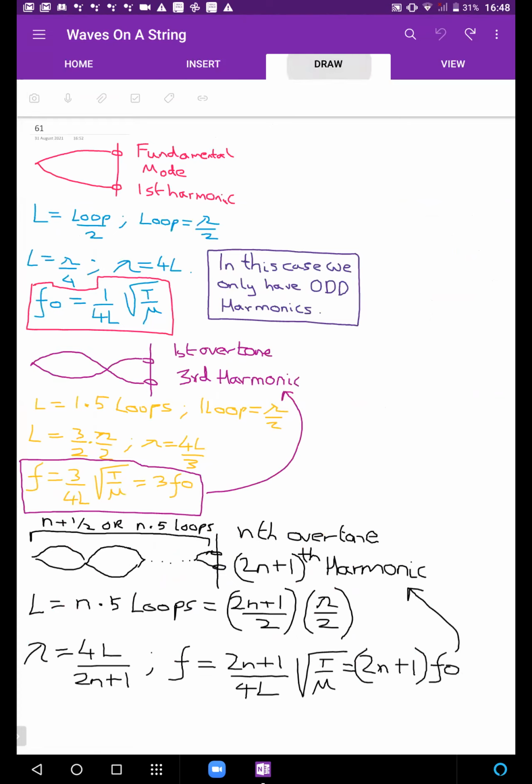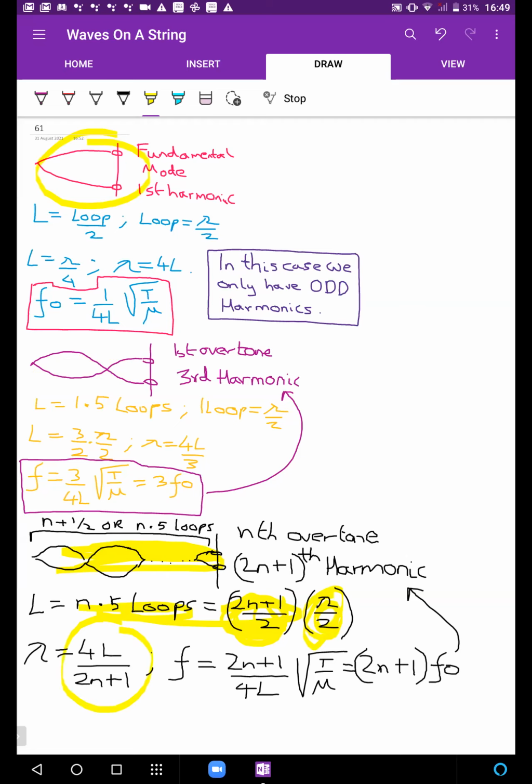In this, you'll always have an integer plus 0.5 loops. There'll always be half a loop in the end. So if there are n.5 loops, L becomes n.5. n.5 is 2n plus 1 by 2 into एक loop is lambda by 2. वहां से lambda आता है 4L by 2n plus 1. So n.5, this is 0.5, तो n को 0 डाल दो तो 4L is lambda. This is 1.5, n को 1 डाल दो, 4L by 3 is lambda, and so on and so forth.